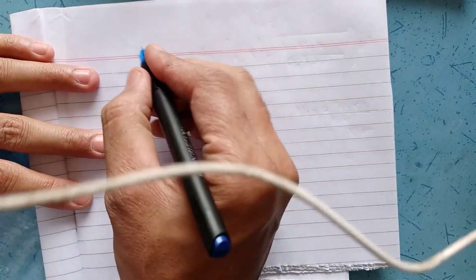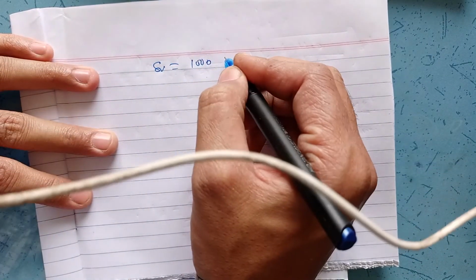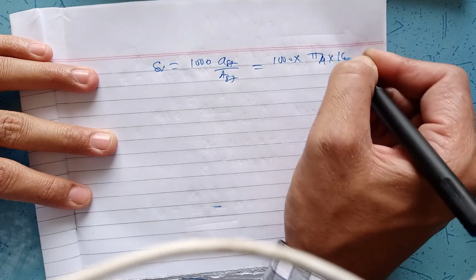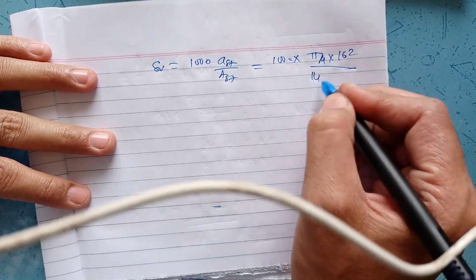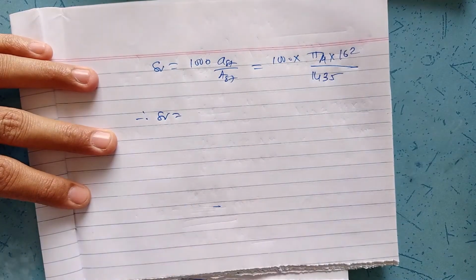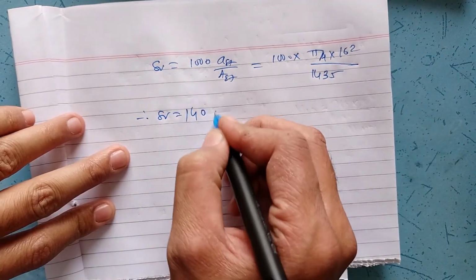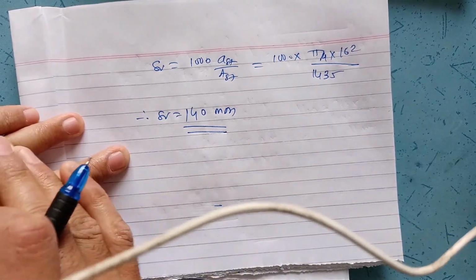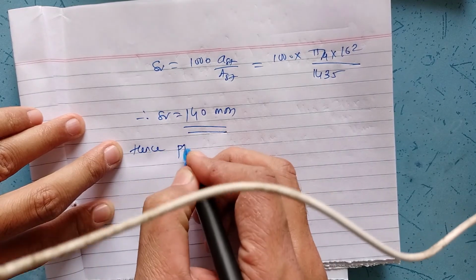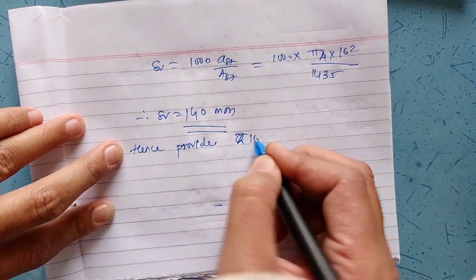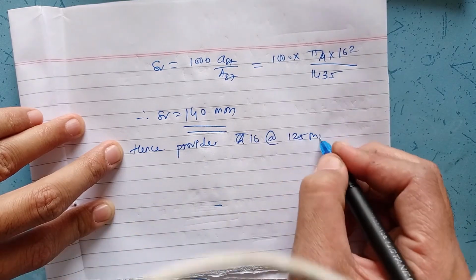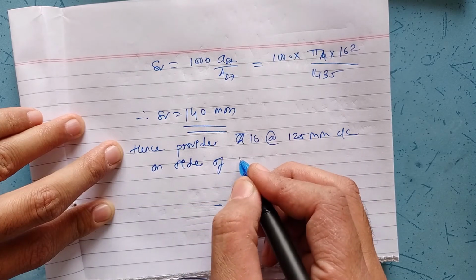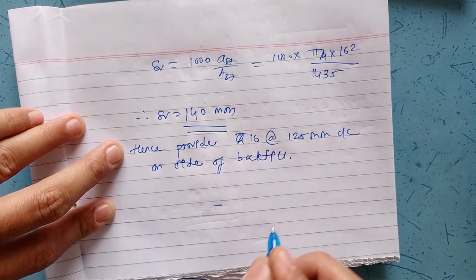Now for 16 mm torr steel, we will calculate the spacing as 1000 into pi by 4 into 16 square divided by AST, which we have calculated as 1435. Hence the spacing comes to about 140 mm. Hence provide torque 16 at 125 mm center to center on the side of the backfill.